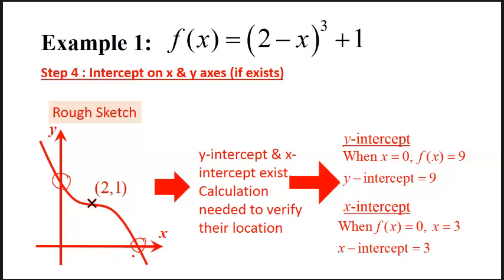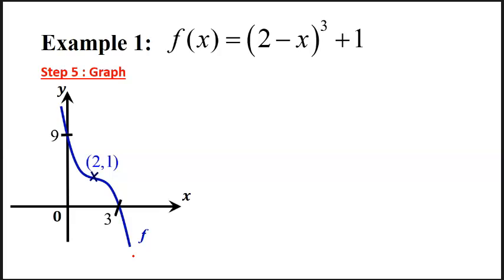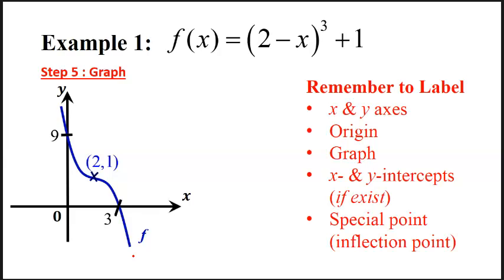As a result, with all this information, I should be able to have my answer for the graph as below. And remember, you must make sure you label the x and y axes, the origin, and the name of the graph. In this case the function is f, so the graph is named f, along with the x and y intercepts, and also our special point, the inflection point.